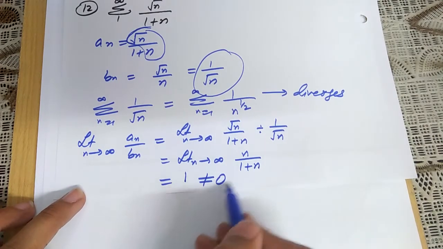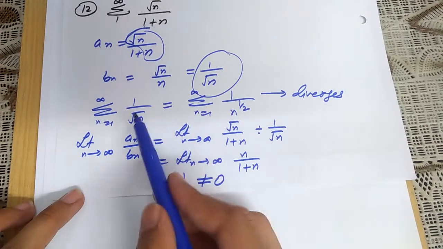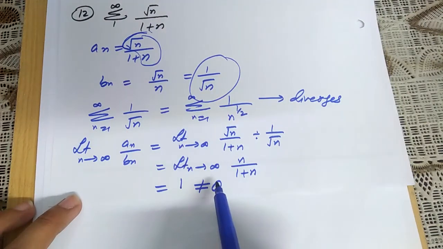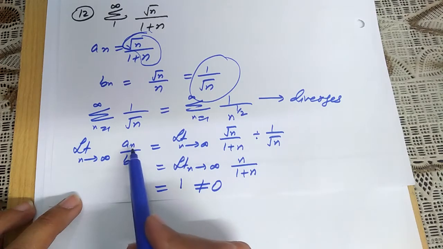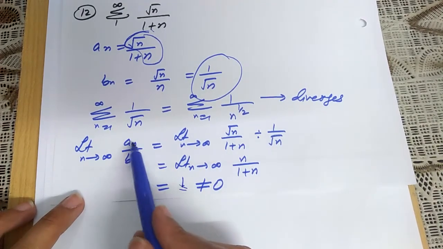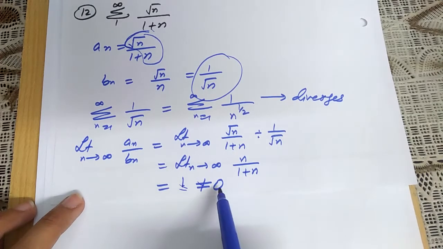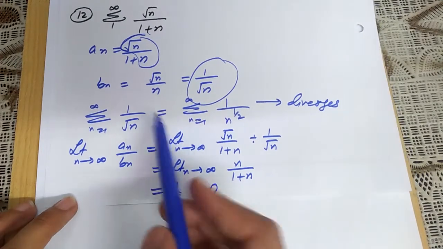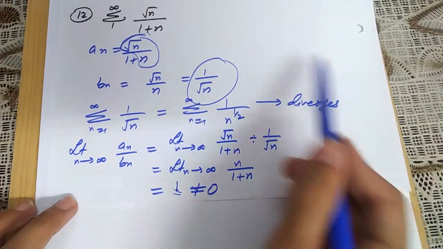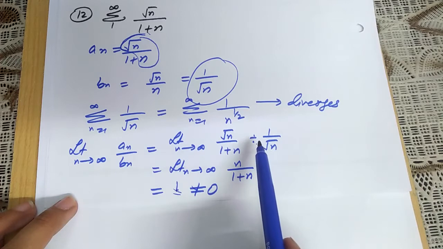if it is not equal to 0 and your Bn is divergent, this means your An is also divergent. Your limit comparison test tells that you have 1 in your limit An over Bn that is not equal to 0. So check the convergence and divergence of Bn. It is divergent, so it means your An is also divergent.